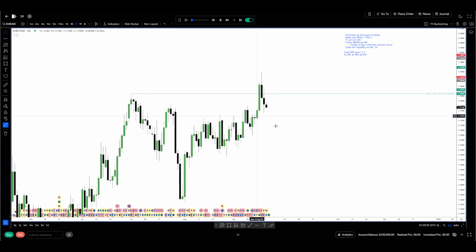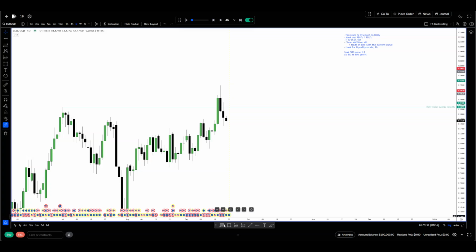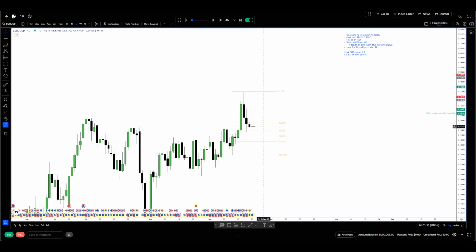So starting on the daily, what do we see? Well, we just took out the major buy-side liquidity. We formed a swing high, so obviously price is now trading lower. I'm using this as my reference. So price is now inside premium, discount, I'm sorry, discount.